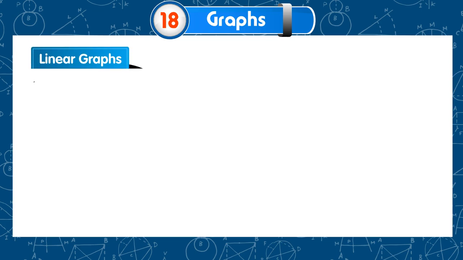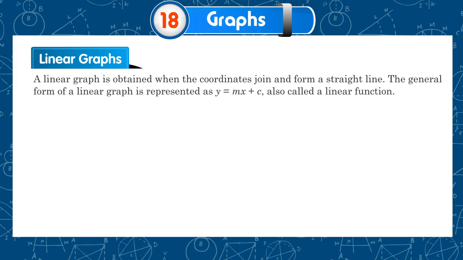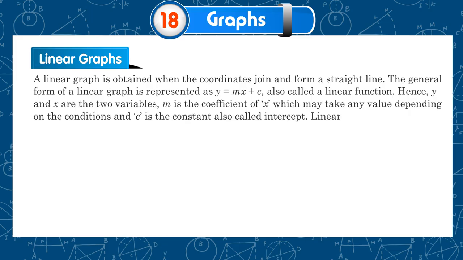Linear graphs. A linear graph is obtained when the coordinates join and form a straight line. The general form of a linear graph is represented as y = mx + c, also called a linear function. Hence, y and x are the two variables. m is the coefficient of x, which may take any value depending on the conditions, and c is the constant, also called intercept.